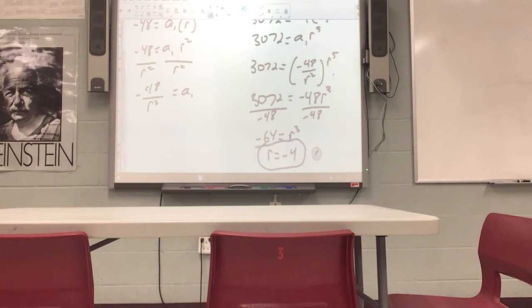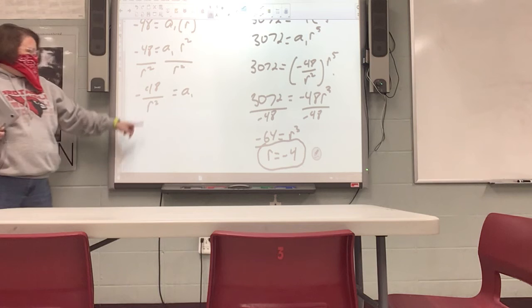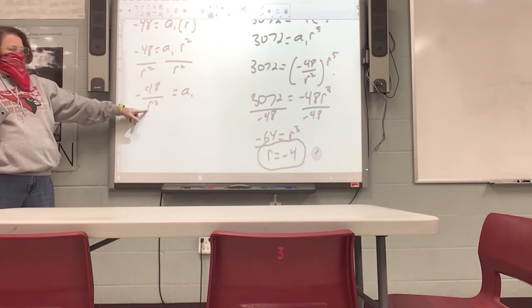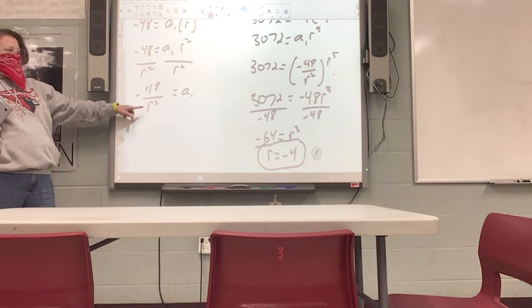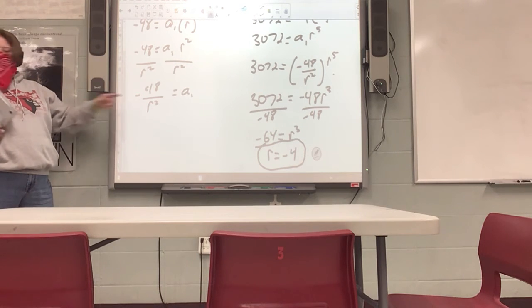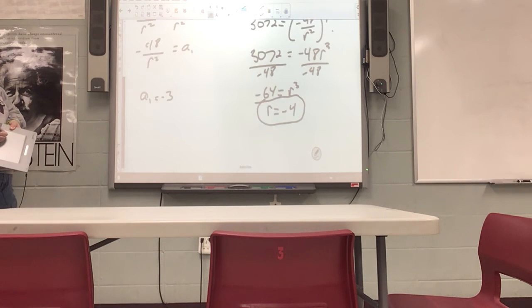Now we also need an A1. But I see a real easy place to find that. Right here, if we plug it in here, it'll be A1. So R squared, negative 4 squared is 16. 48 divided by 16 is 3. Make it negative. So our A1 will be negative 3.